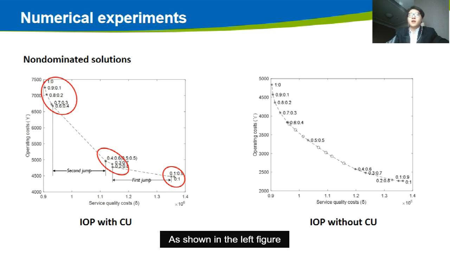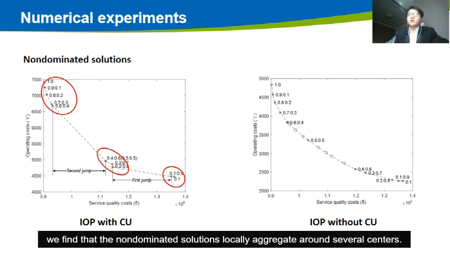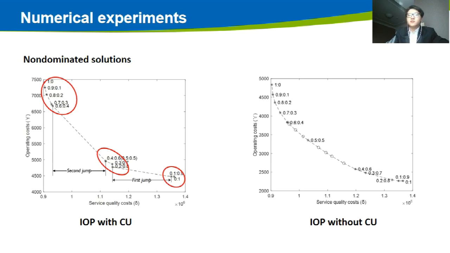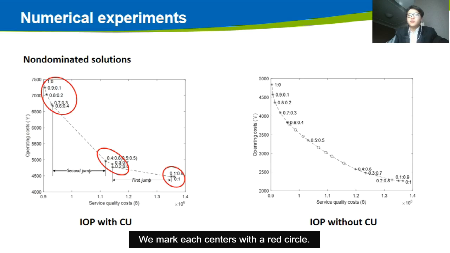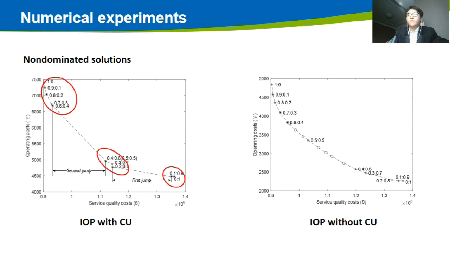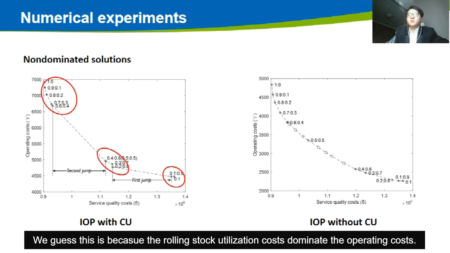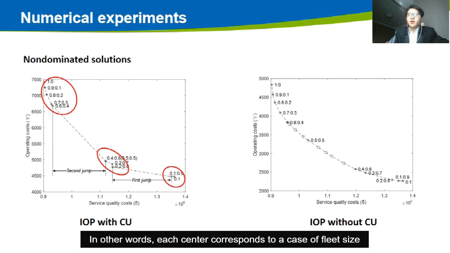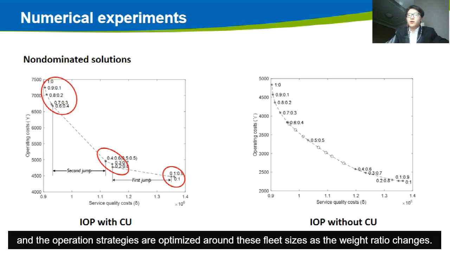As shown in the left figure, we found that the non-dominated solutions locally aggregate around several centers. We mark each center with a red circle. We guess this is because the rolling stock utilization dominates the operating cost. In other words, each center corresponds to a case of fleet size. And the operating strategy is optimized around these fleet sizes as the weight ratio changes.